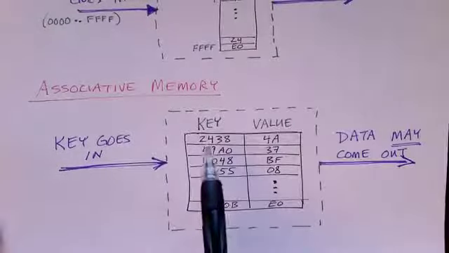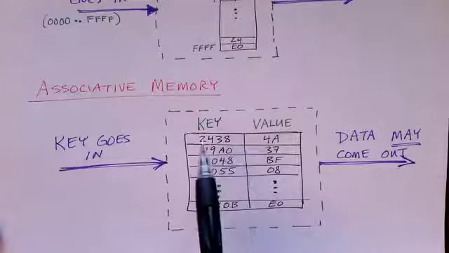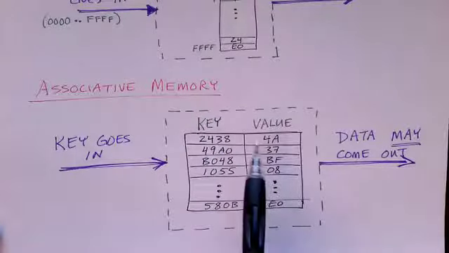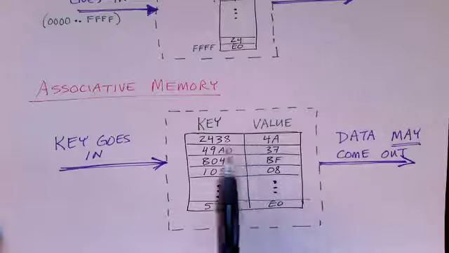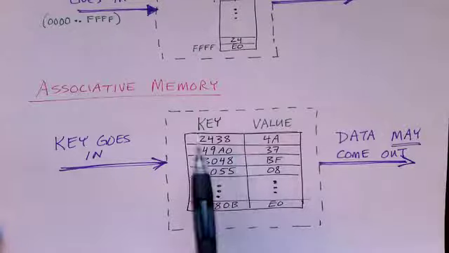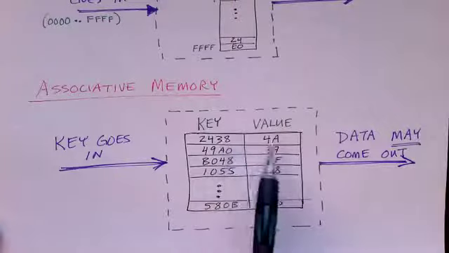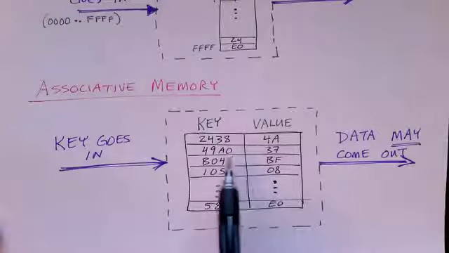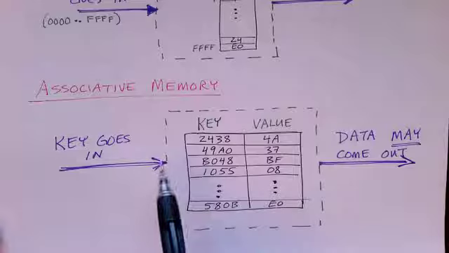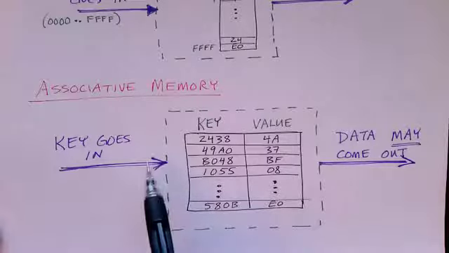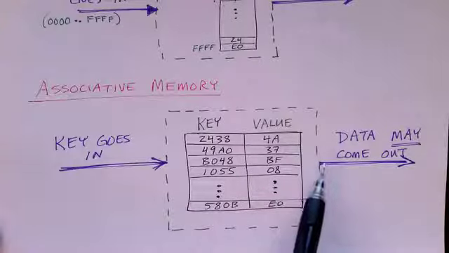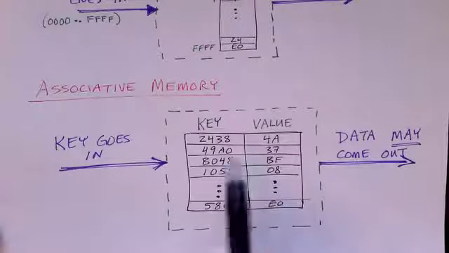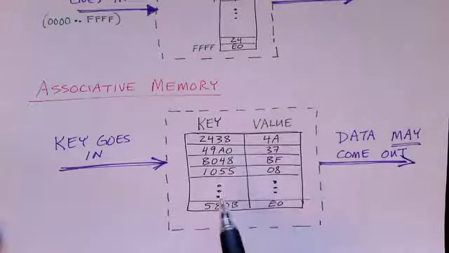The idea is you've got a key and a value stored. So you've got a bunch of pairs. Each pair is a key and a value. So each one of these lines has both a key and a value. And to use this, for example, for a read, you put a key in and a value comes out. It may come out. Not all keys are present.